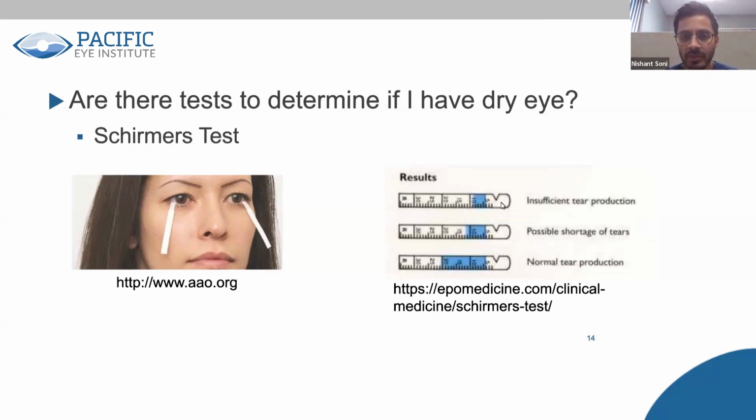In this picture up top, the blue represents how much tears have come away from the eye, and this is showing that there's insufficient tear production. And over here, it's showing that there's sort of a medium amount of tear production, and over here, it's showing that there's a lot of tear production. So we usually use this to find out if you have a decrease in the amount of tear production.